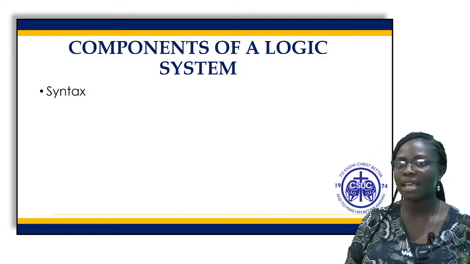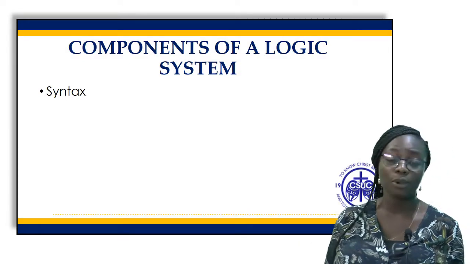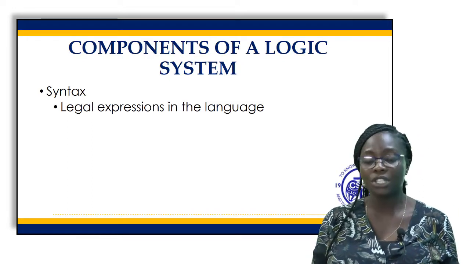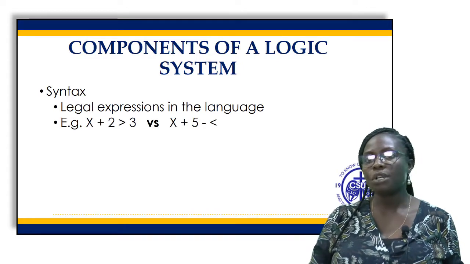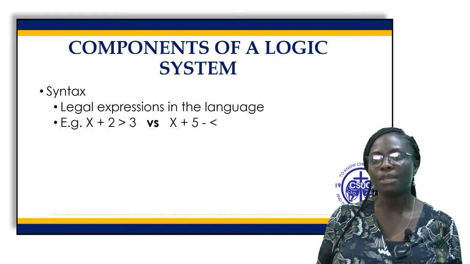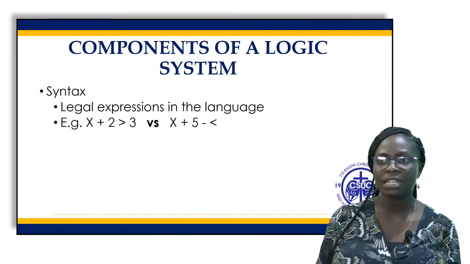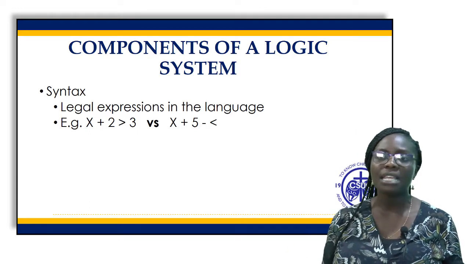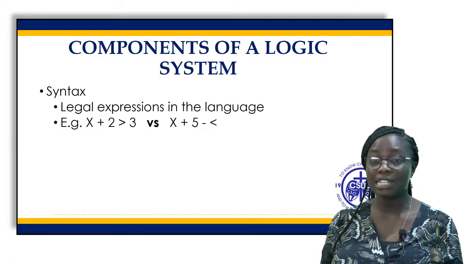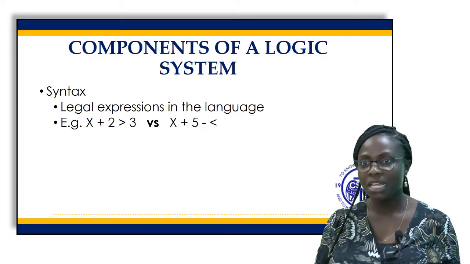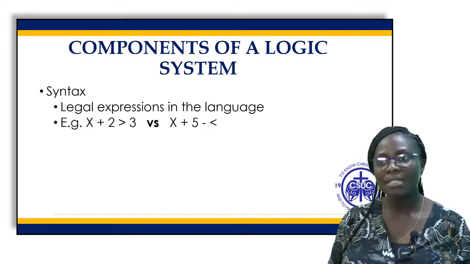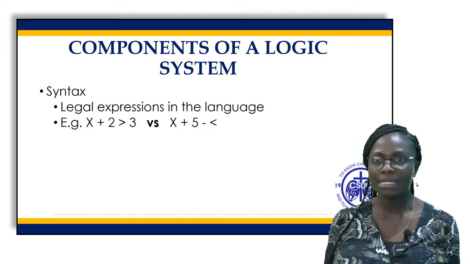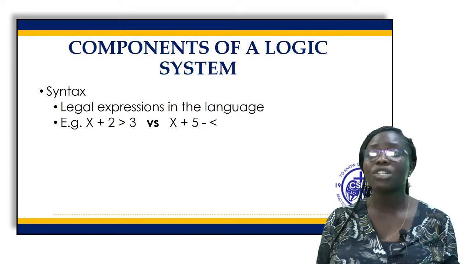Components of a logic system. There are three major components of any logic system. You have the syntax. The syntax will represent the legal expressions in the language that you are talking about. For example, in maths, x plus 2 greater than 3 is a valid legal expression in mathematical language. But if you say x plus 5 minus less than, it doesn't make any sense. So syntactically, that expression is wrong.